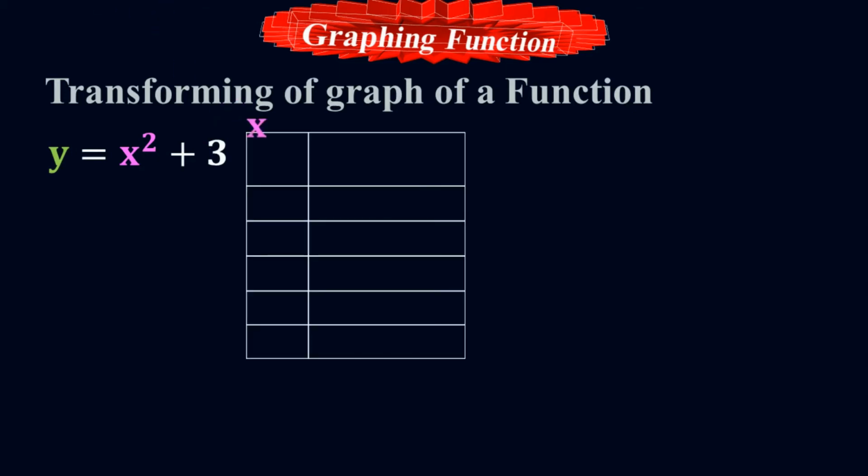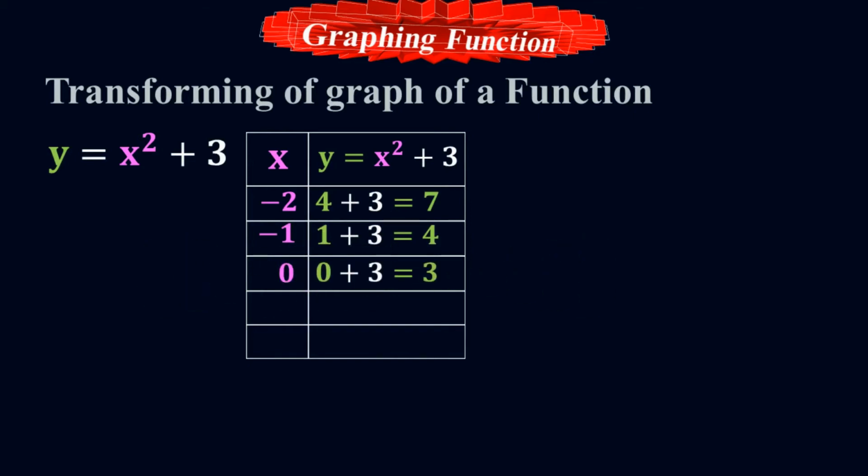I will put some random values for x to get the value of y. When I substitute x equals -2, -2 to the square is +4, and 4 plus 3 equals 7. By putting x equals -1, I got y equals 4, because -1 to the square is +1, and 1 plus 3 is 4. By putting x equals 0, I got y equals 3. When I substitute x equals 1, I got y equals 4. By putting x equals 2, I got y equals 7. How did I do this? I had my original function, y equals x square, and I made a change where I added 3. Therefore, my y values will be different.